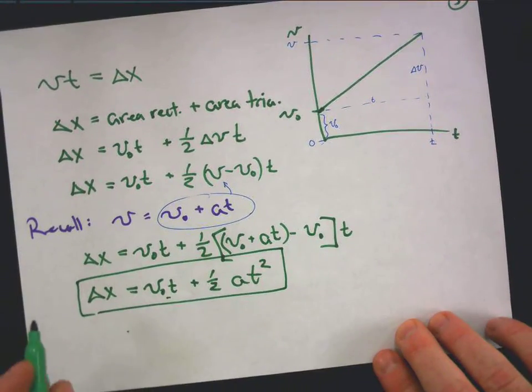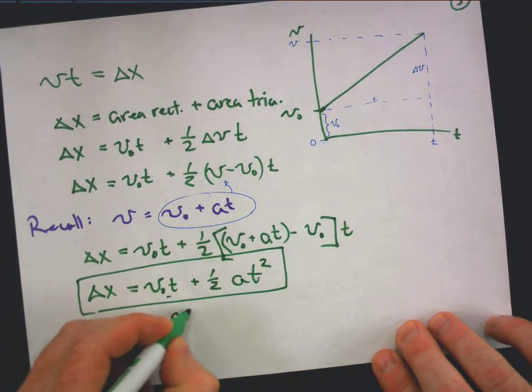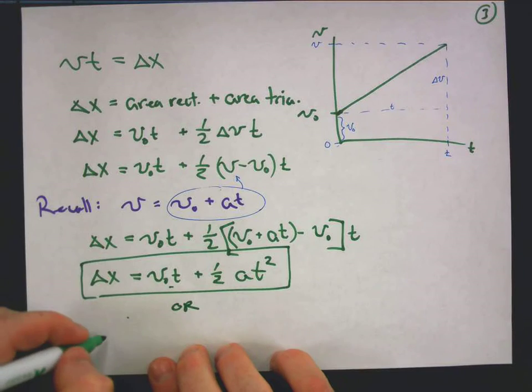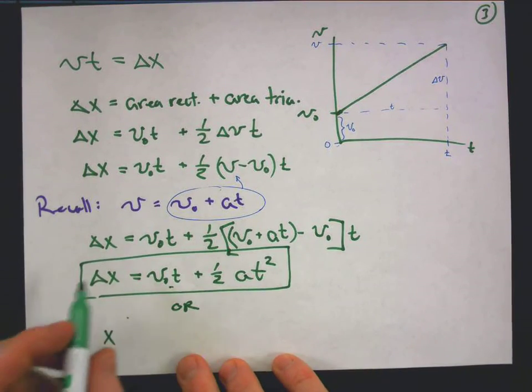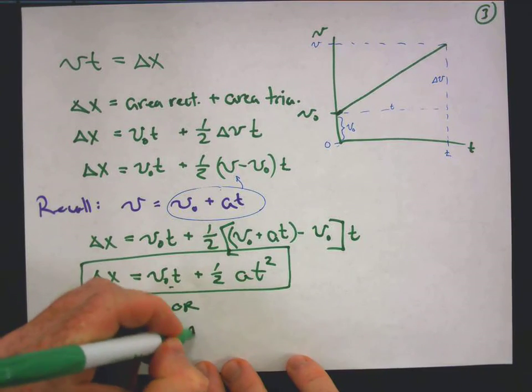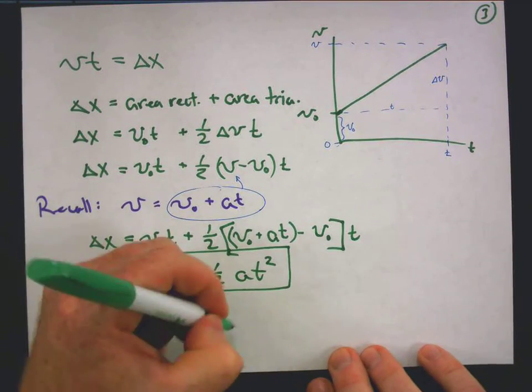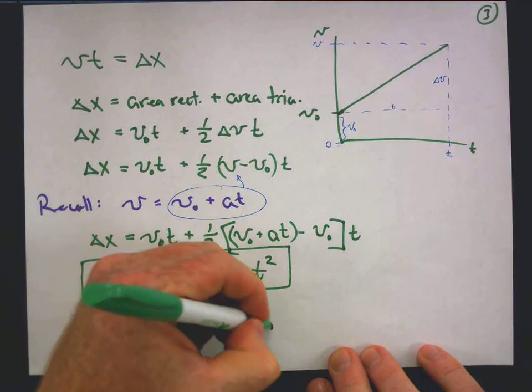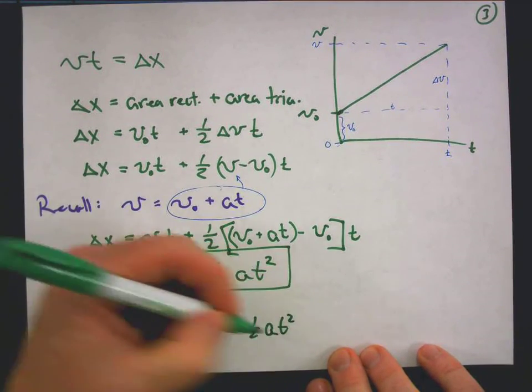And this is sometimes also written, or you'll see this delta x expanded. So final position equals initial position plus initial velocity times time plus the 1/2 AT squared.